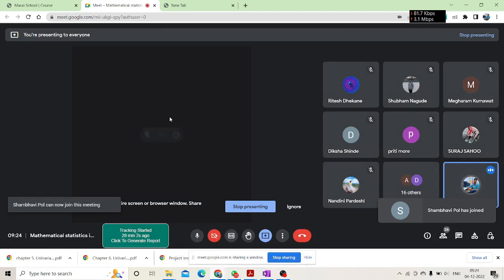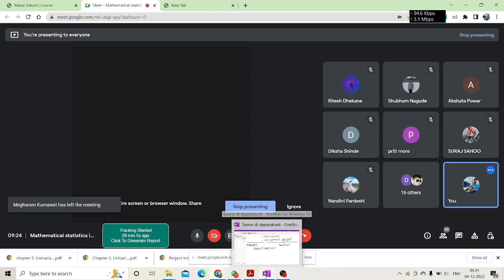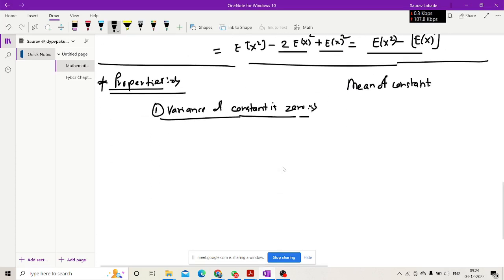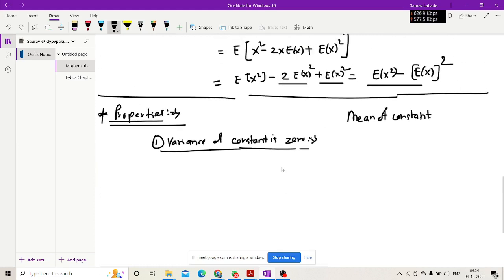What is mean of constant then? Yes, mean of constant is constant. But here the variance of constant is what? Zero, right? Suppose we are finding the expectation of C, so what is it? It is C. That also we have proved in our last two lectures, right? Now we also have to prove that the variance of constant is zero. For that, what do we have to prove? We have to prove variance of C is equal to zero.